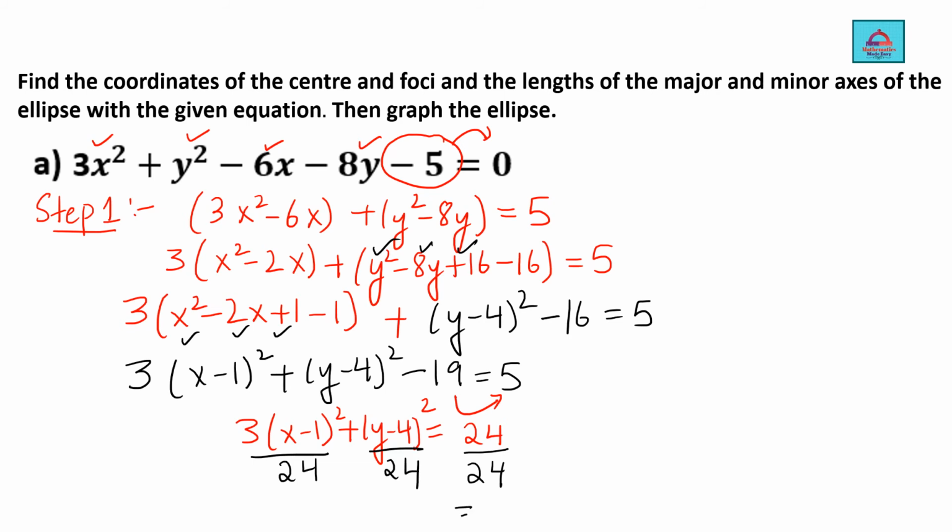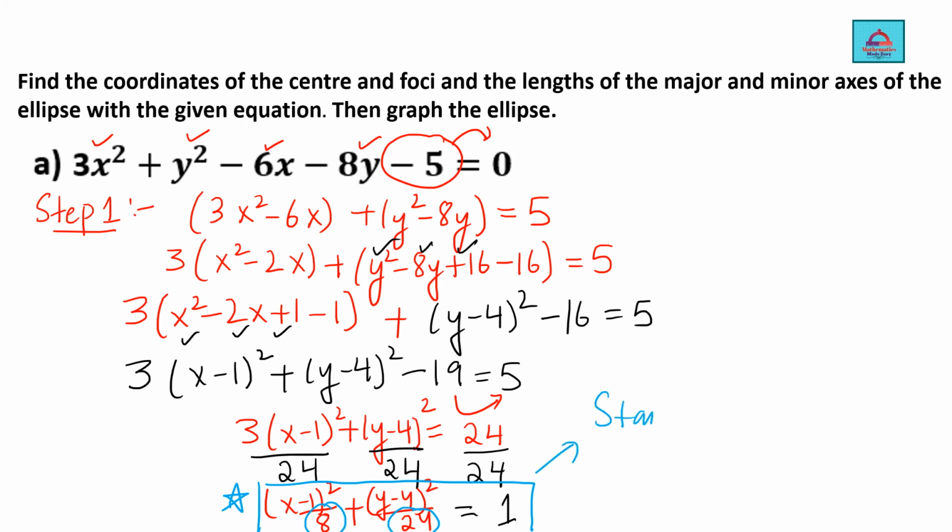Now that we have divided, on the right we have 1 and on the left we have x minus 1 whole square over 8 plus y minus 4 whole square over 24. So that's the standard form. We put it in the box. And now, since you observe that the number below the y square term is more than the number below the x square term, we know the major axis is vertical.